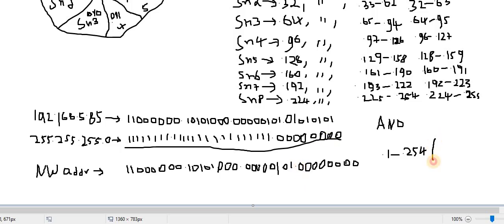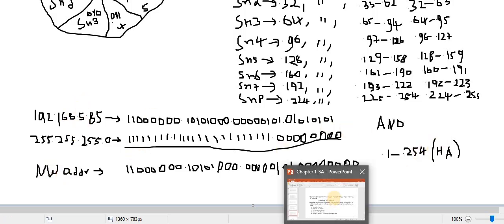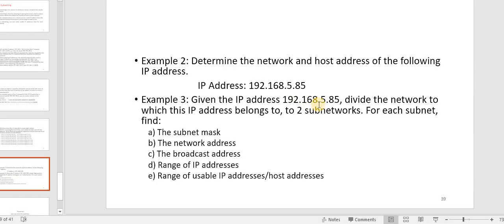Now the host addresses in this network will be network address plus 1, so it will be 192.168.5.1 up to .254. Right? So the question was to determine the network address and host addresses given this IP address, so that's what we have done.